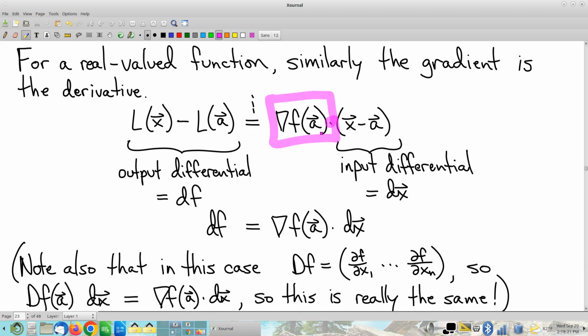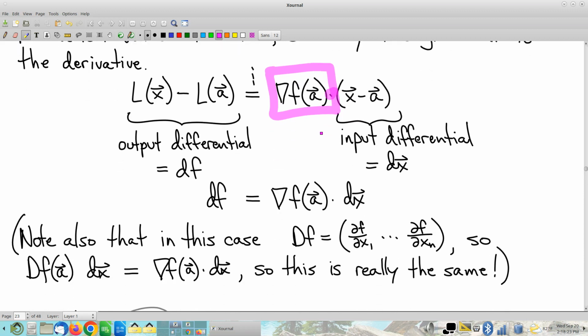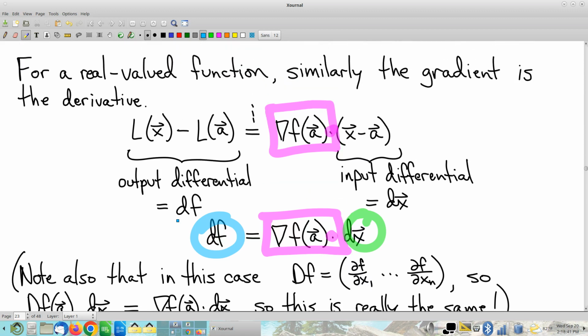So, dot product with the gradient. You can view dot product with the gradient in the same way as the derivative matrix. It turns input differentials into output differentials, just like the derivative matrix. So in this case, and again I emphasize, this is only for real valued functions. It has to be real valued in order to even be able to talk about the gradient vector.